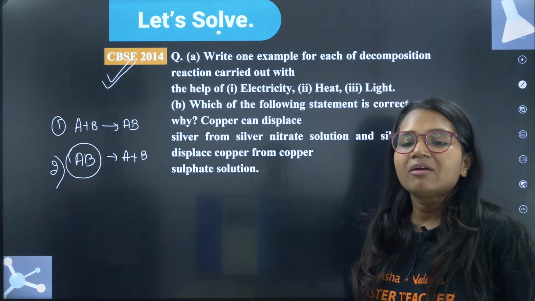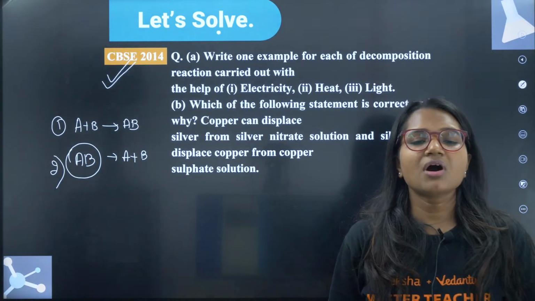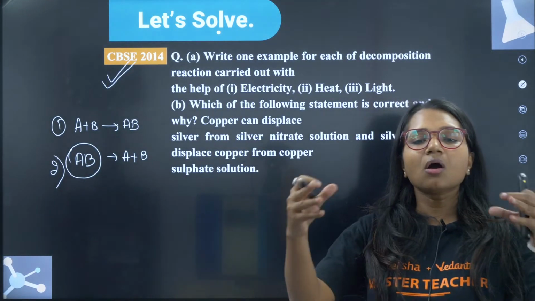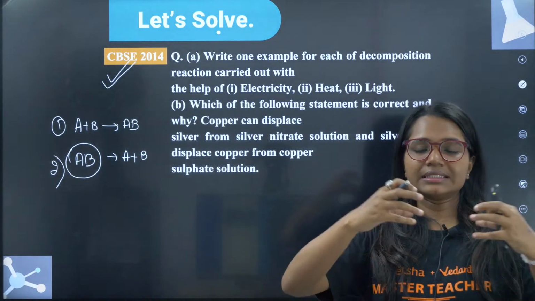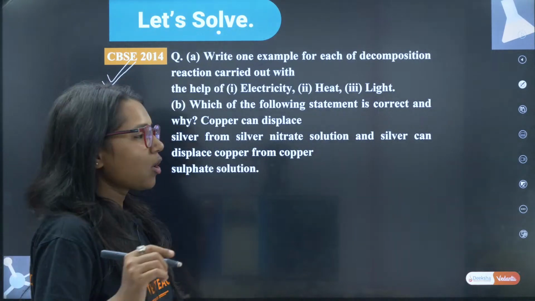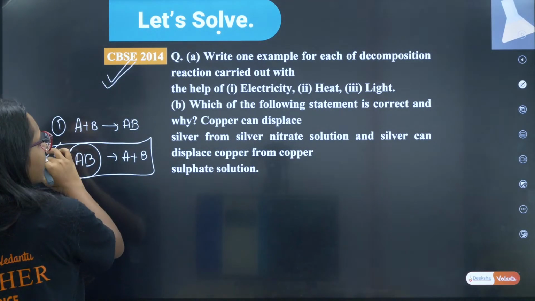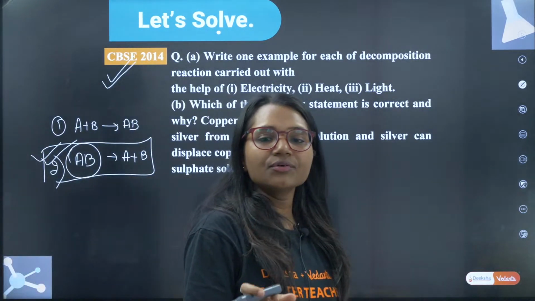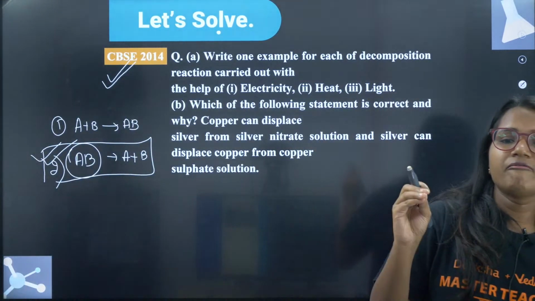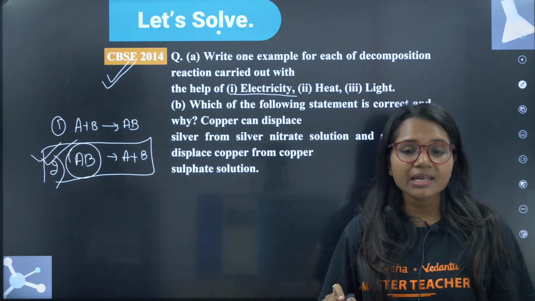Okay, tell me, which reaction here is the decomposition reaction? First or second? Decomposition means breaking. Correct? Yes. So, very good. The second one is the decomposition reaction. Absolutely correct. You have to give an example where decomposition is happening in the presence of electricity.